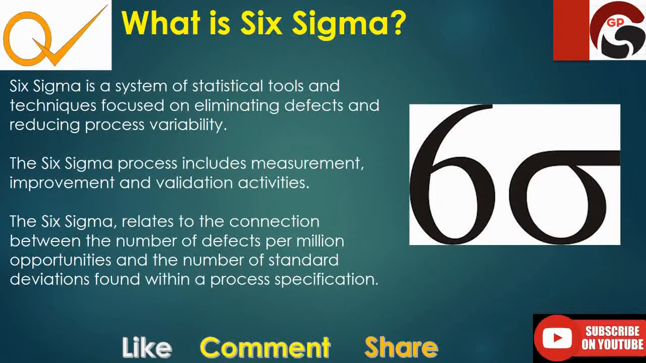So what is Six Sigma? Six Sigma is a system of statistical tools and techniques focused on eliminating defects and reducing process variability. The Six Sigma process includes measurement, improvement, and validation activities. Six Sigma relates to the connection between the number of defects per million opportunities, that is DPMO, and the number of standard deviations found within the process specification.